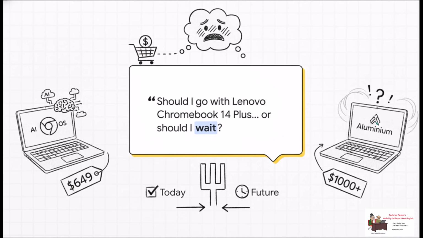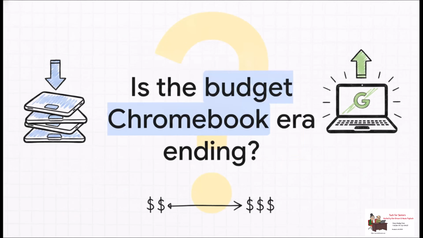If you need a laptop today, do you buy a standard Chromebook and just completely miss out on AI? Do you buy a Chromebook Plus for $650, knowing a brand new operating system called Aluminum is literally just over the horizon? It is an incredibly tough spot for buyers right now. Which forces us to ask a really thought-provoking question. Is the budget Chromebook era ending?